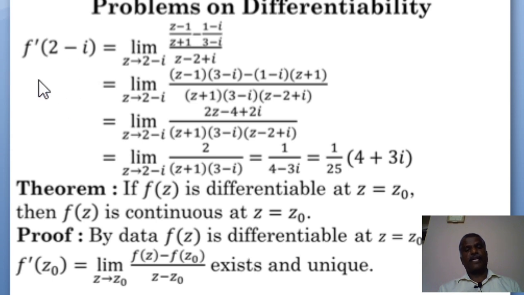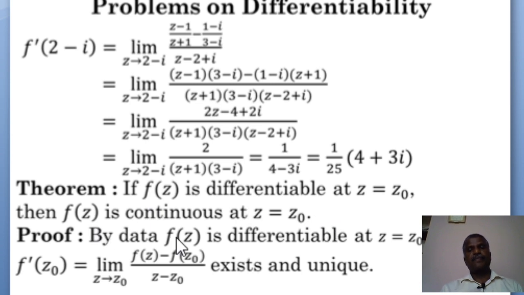So here we have one theorem that is related to differentiability and continuity. As in the case of real functions, every differentiable function is continuous, but the converse is not true. Same in the complex function also. If f of z is differentiable at z equal to z naught, then f of z is continuous at z equal to z naught.